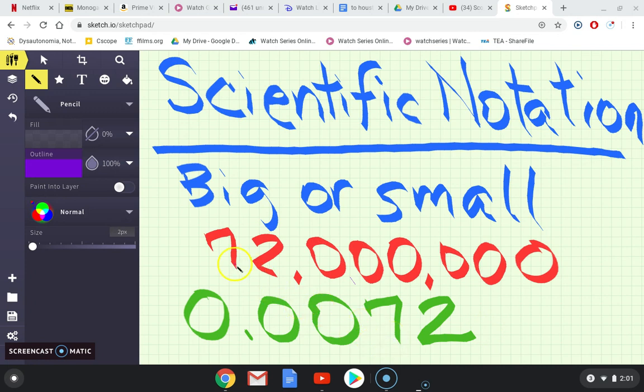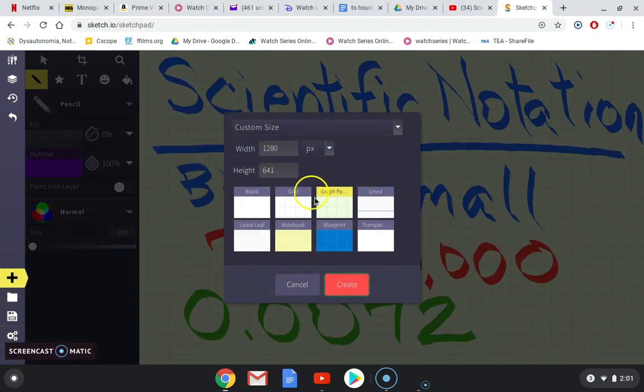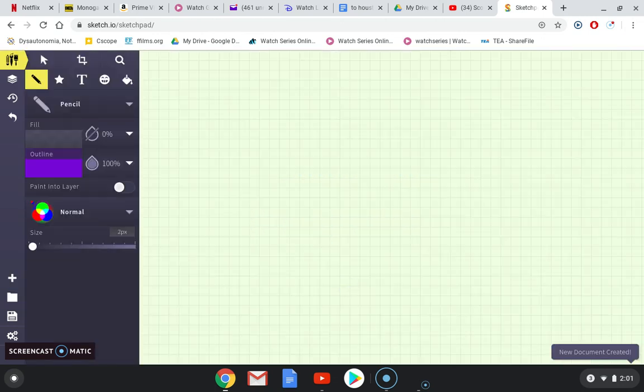So of course, this one's a big number, and that's how much money you want, definitely. And this one is a small number. We don't even want to bother with that much money. All right? So first thing you want to ask yourself in scientific notation is, do we have a big or small number? Then what we want to do is talk about the three parts to the scientific notation.